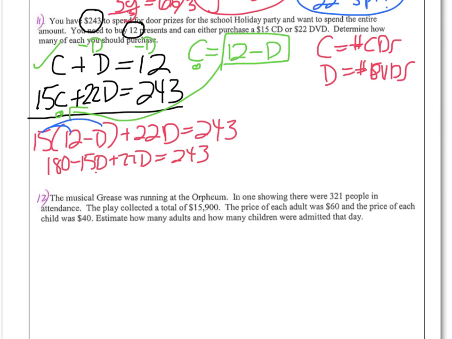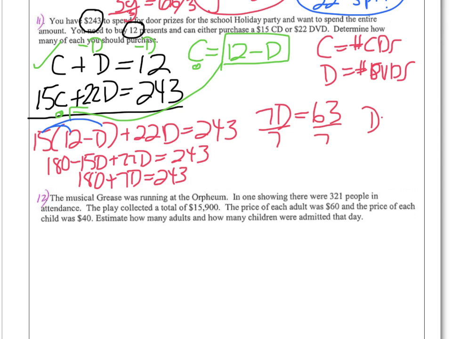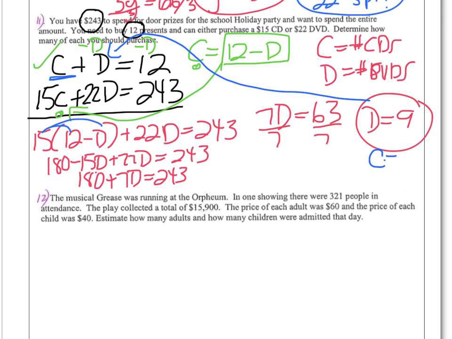We can combine our like terms. So we have 180 plus 7D equals 243. Now I'm going to subtract 180 from both sides. When you subtract 180 from both sides, you're going to get 7D equals 63. To get D by itself, divide by 7. D is going to be 9. So in this case, if there's 9 DVDs, we know that there would have to be 3 CDs. So I'm going to answer the question. There's 3 CDs and 9 DVDs, and that's our answer.